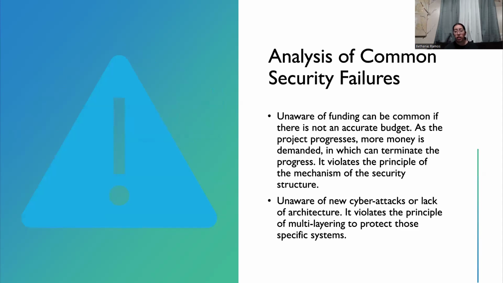Upon common security failures, there is the unawareness of funding and new cyber attacks or just the lack of architecture. Upon funding, this is considered to be stating an inaccurate budget towards the beginning. One can state they need only this amount of money, but then later on they start to ask for more and more money down the line, which can look bad or just end up terminating the project. It does violate the principle of the mechanism of the security structure.